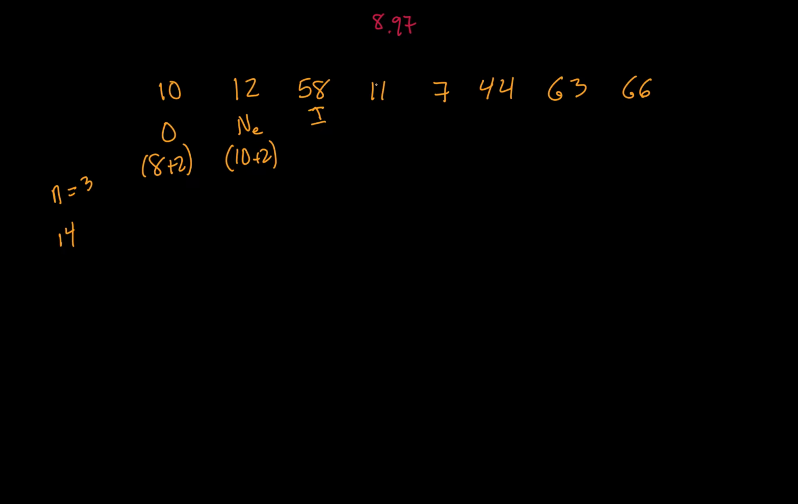Just give it a quick second. The next one is going to be, again, somewhere in n equals 2, because this is lower than 14, so you know this can't be 3. So this is going to be 11 minus 2, which gives us fluorine, right? And so on, so on, so on.